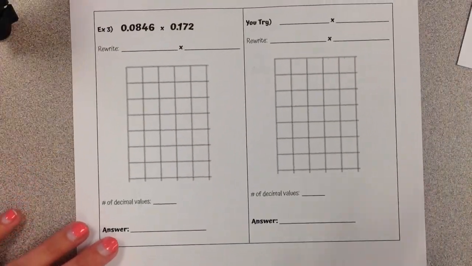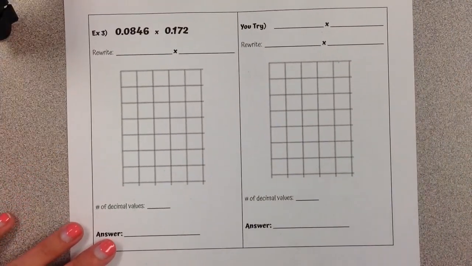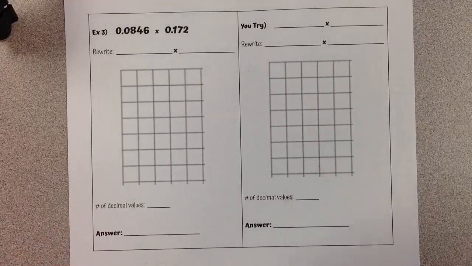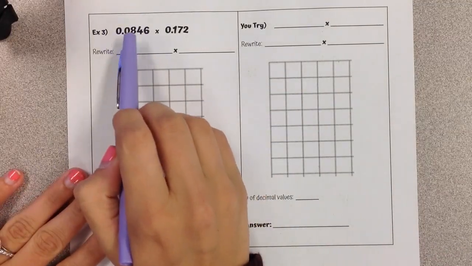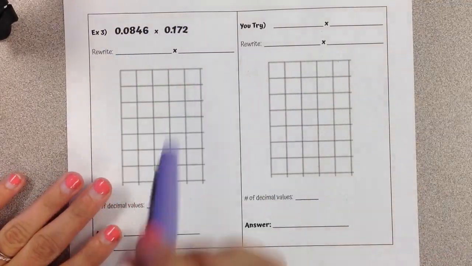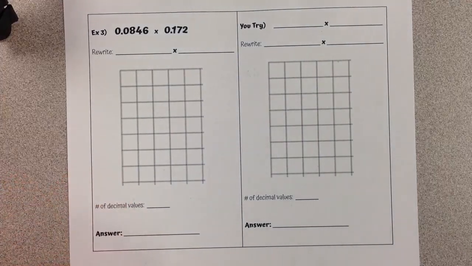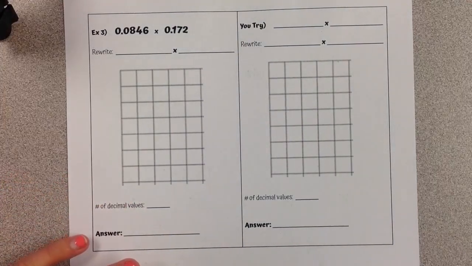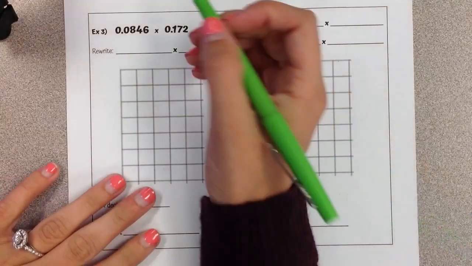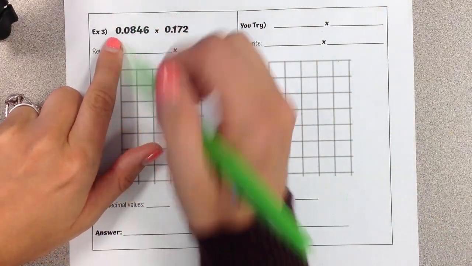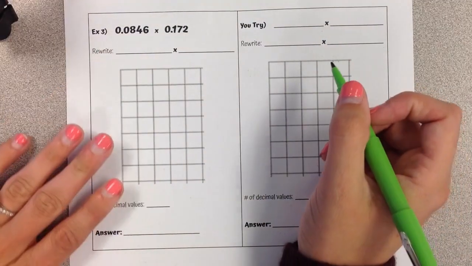All right, one more, and then we'll get a you try problem. So we've got a really small number here, 0.0846 times 0.172. So a lot of numbers, 2 numbers that are less than 1. So we're probably going to get a really small number for our answer. So let's go ahead and first rewrite these without the decimals. Again, these zeros to the left here, I don't actually have to use.